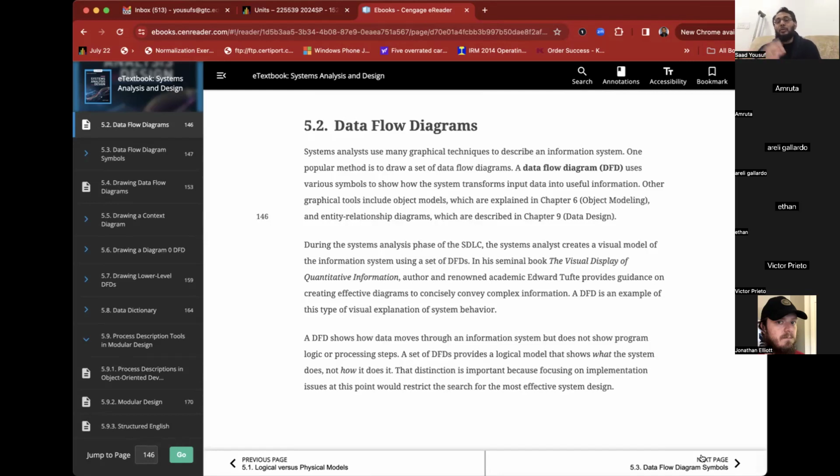What is a data flow? Well, data flow uses several different symbols to show how the system transformation happens. Where is the input coming from? Where is the output going to? Again, it is very difficult for somebody in your shoes to not think like a programmer here. But do not think like a programmer when you're looking at a data flow diagram.